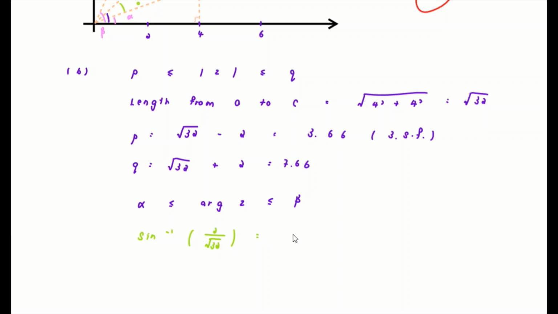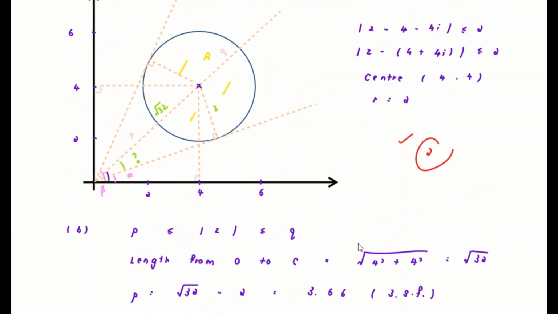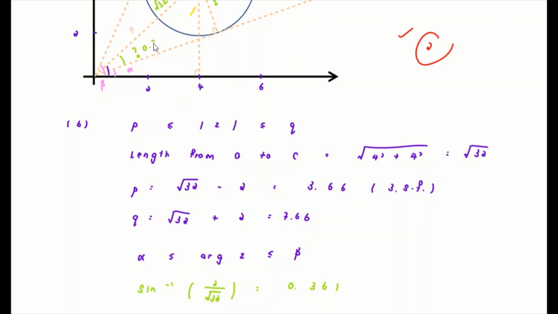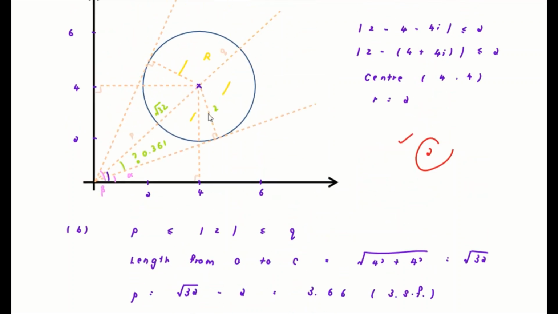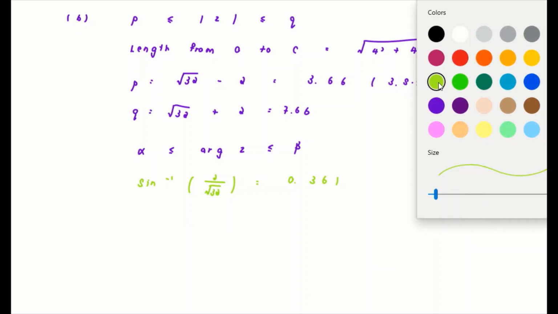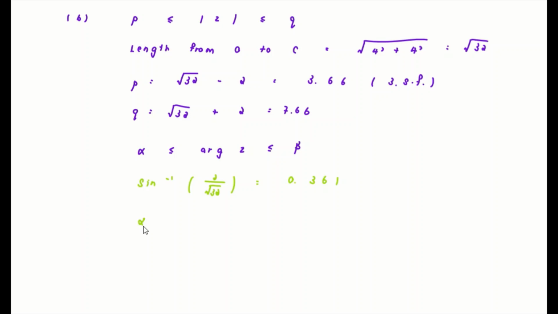Answer in radians, 0.361. After you get this, we can move on to find the value of the other side here. Let's write down 0.361. Now we know that the purple color from here to here is 1 over 4 pi, right? So to find our alpha, it is going to be pi over 4 minus 0.361.